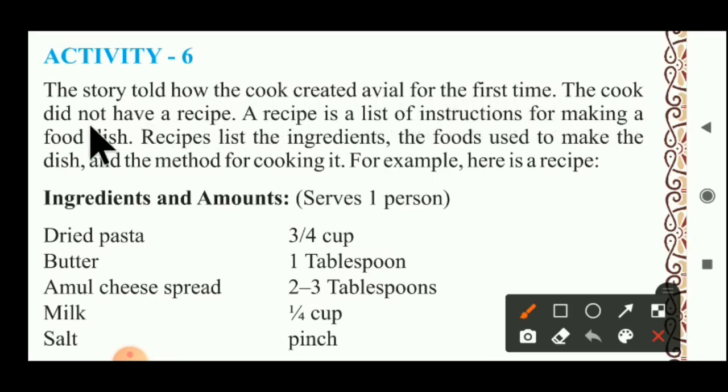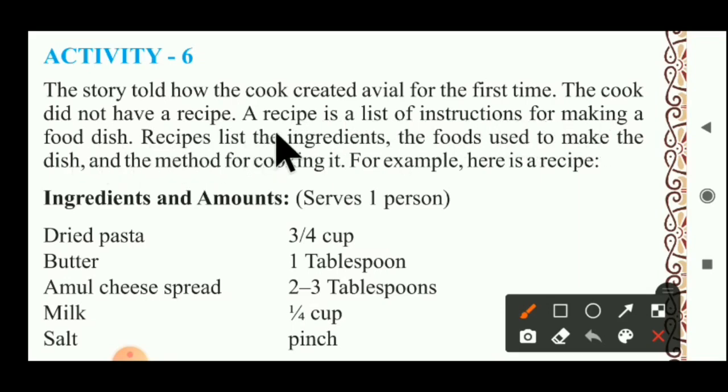The cook did not have a recipe. Earlier he had not created any type of new dish like avial. So avial's recipe is not with the cook. A recipe is a list of instructions for making a food dish.